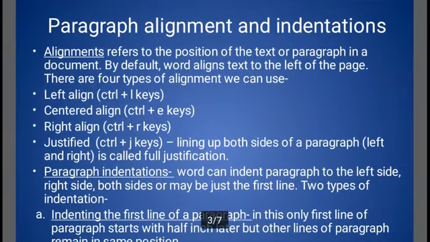So first, what is paragraph alignment and indentation? Alignment refers to the position of the text of a paragraph in a document. By default, Word aligns text to the left of the page. There are four types of alignment we can use, that is, in a paragraph we can change the alignment. Suppose in left align, which is always the default, we can also use Ctrl plus L to align left.